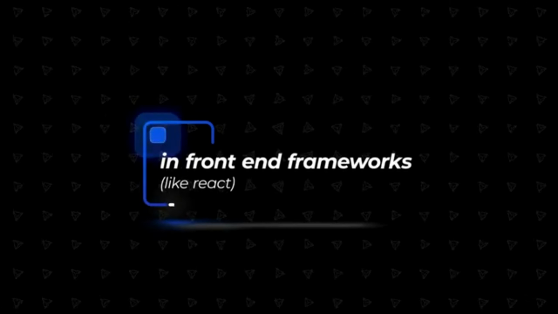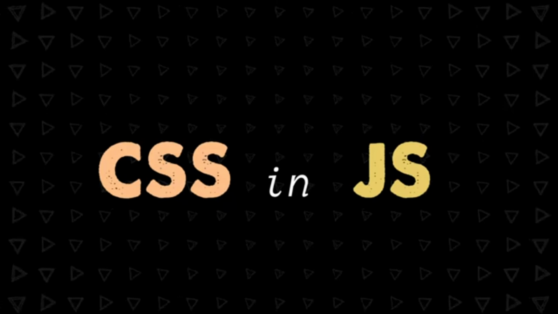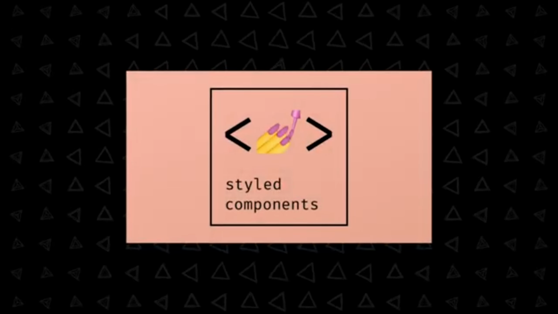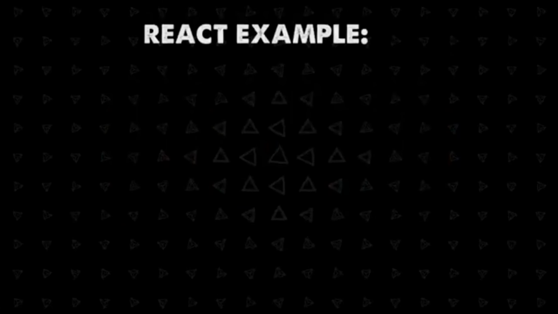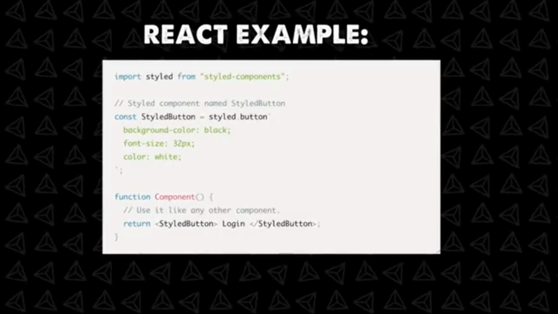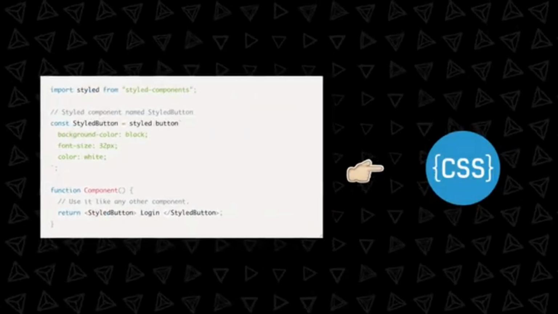Finally, in frameworks like React, you will see CSS in JavaScript, which is also called a styled component pattern. And the line between JavaScript, CSS, and HTML really gets blurred here. Don't worry too much about these. Styled components are very similar to regular CSS and get converted to CSS at compile time.